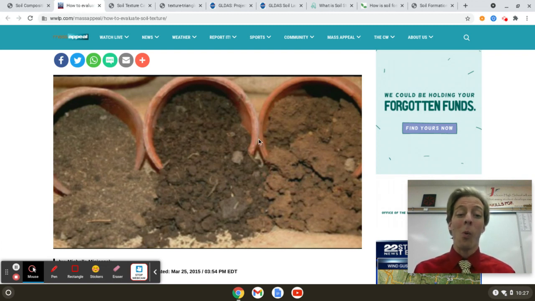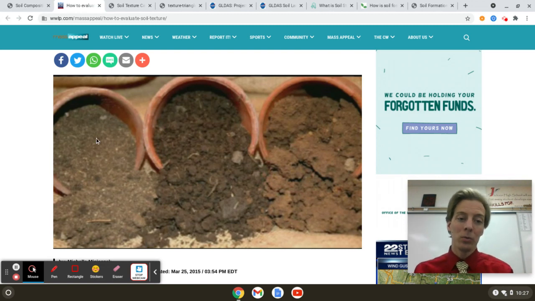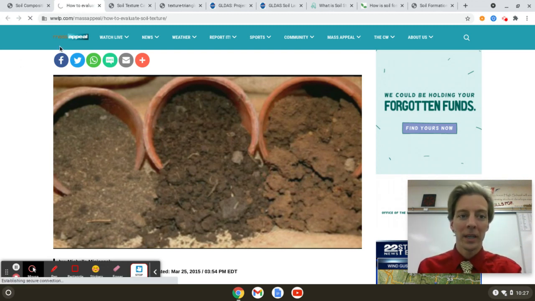This is what everybody wants right here. This is not what everybody can have. You want the good stuff, right? It depends on what you want to grow. Some things need more clay. Some things need looser sand, for different drainage. All right. This is about texture, what it's made of.